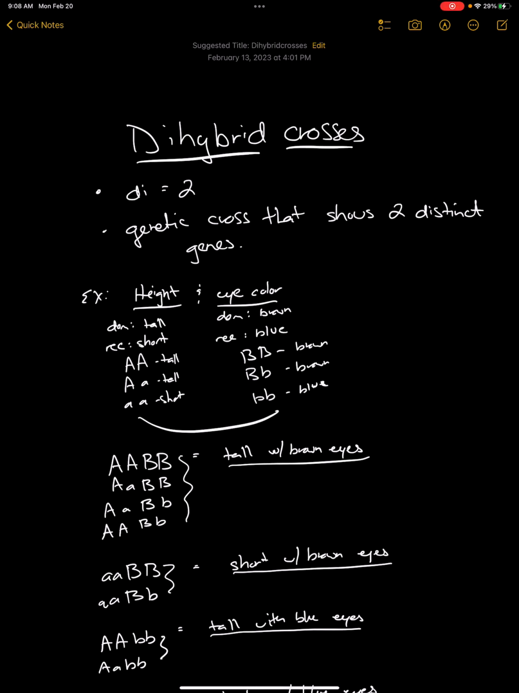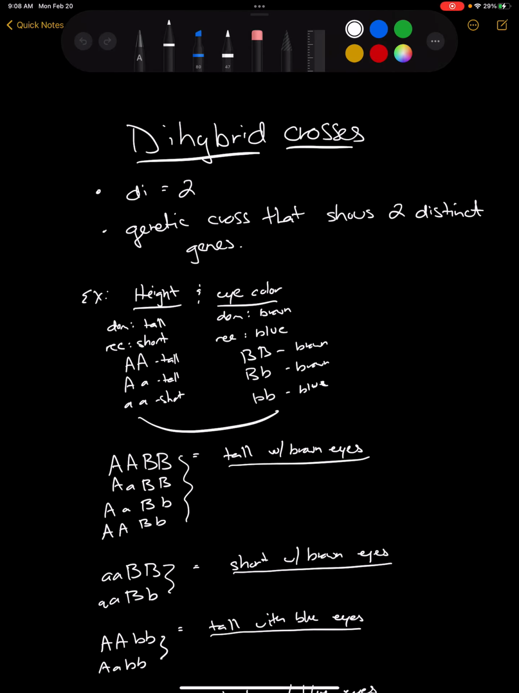All right, guys, today let's talk about dihybrid crosses. Now, if we look at the word, di means two, and hybrid means different things. Like think of a hybrid car, it's gas and electric. So instead of just looking at one trait, now we're going to look at two. So a dihybrid is a genetic cross that shows two distinct genes.